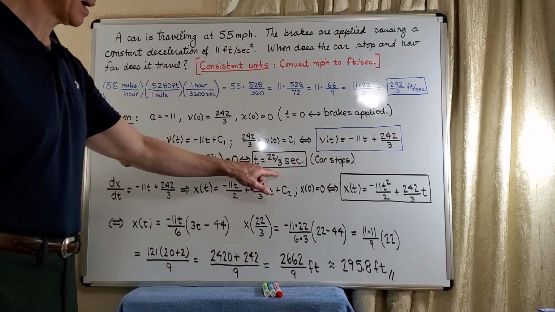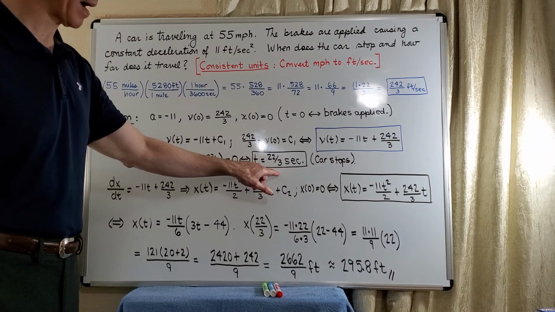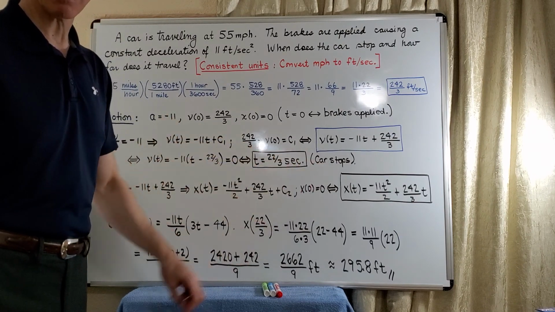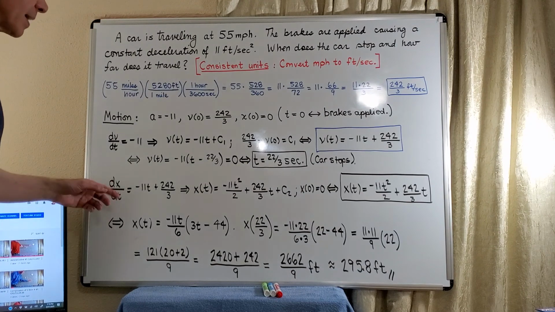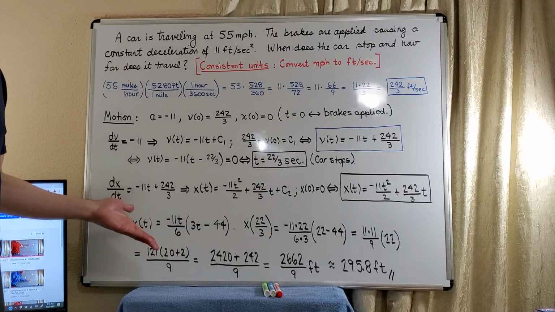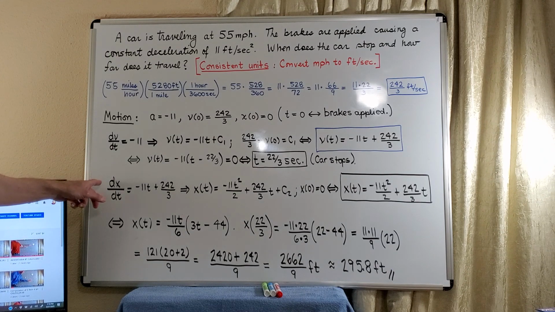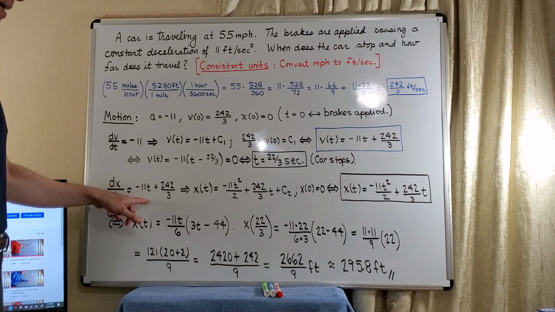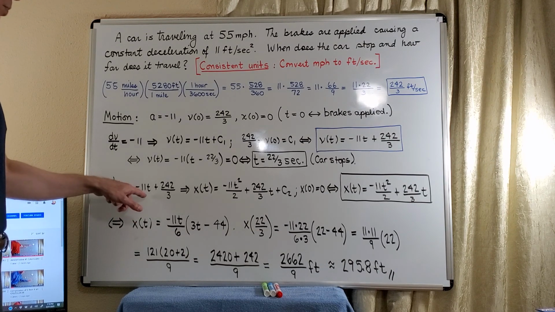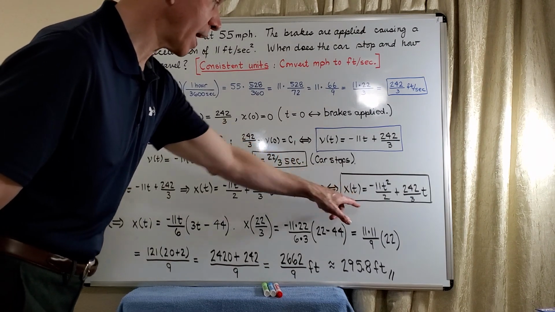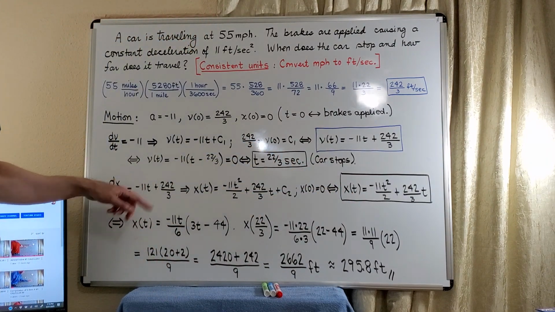So that would be the time that has transpired when the car actually comes to a stop. Now, to get the distance, we just need the position function, and that's easy to do too, because now we know that the instantaneous rate of change of the position is equal to the velocity. So we set this equal to what we just computed for velocity, and then we take the antiderivative.